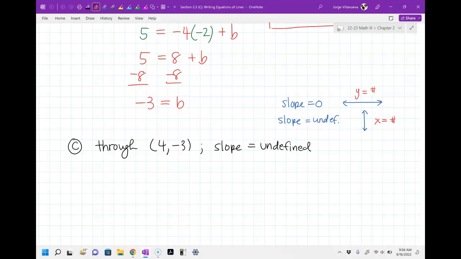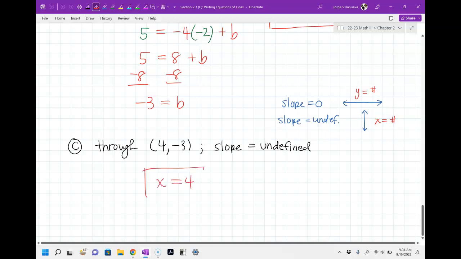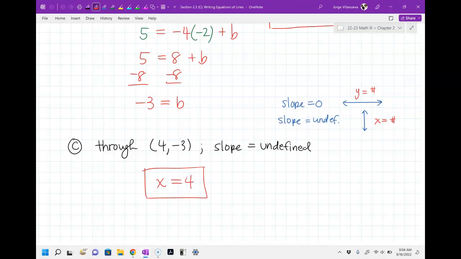So notice how my slope is undefined here. What kind of line is this? If it's undefined, a vertical line, right? A straight vertical line. Now, in order to write an equation for a vertical line, it's supposed to say x equals a number. What number is x according to the information they gave me? 4. So here's my answer. I'm done. That's all there is to it.